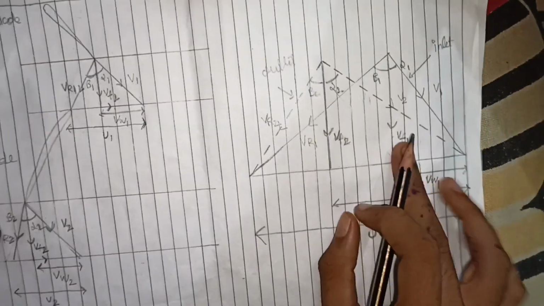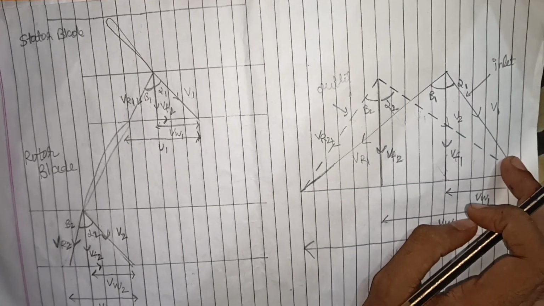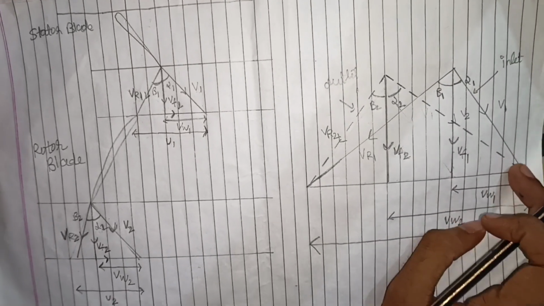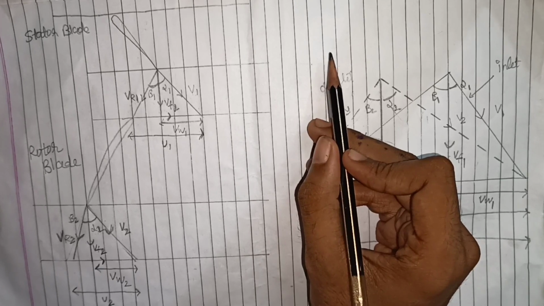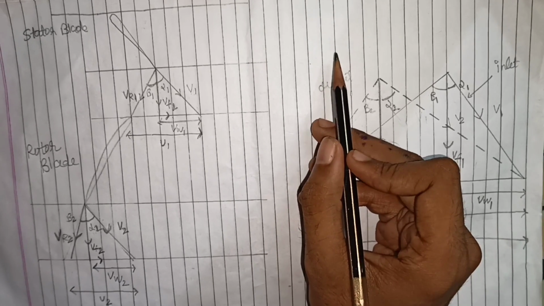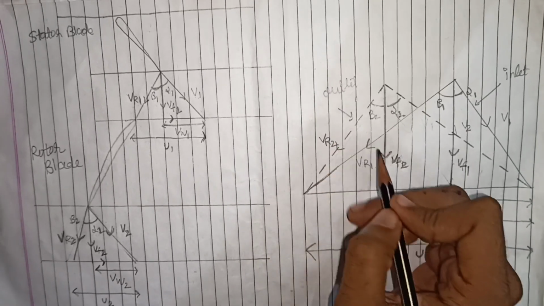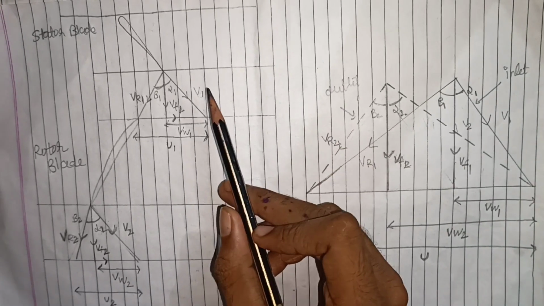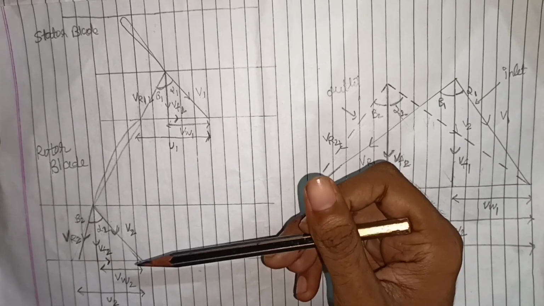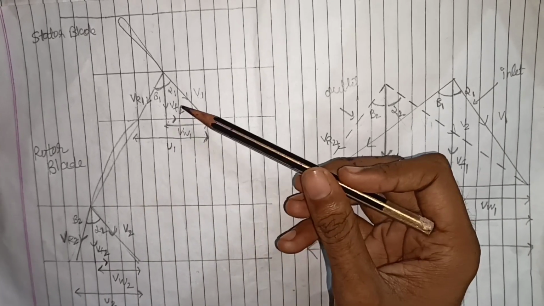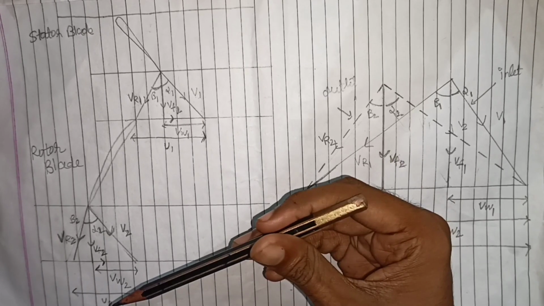Now as we talk about the combined velocity triangle, we have to remember the points that u1 is equal to u2 is equal to u, as the blade velocity of the rotor remains constant, and alpha 1 is smaller than alpha 2, and beta 1 is greater than beta 2.